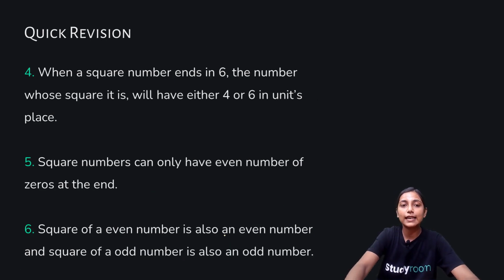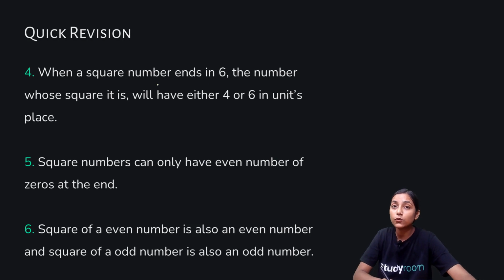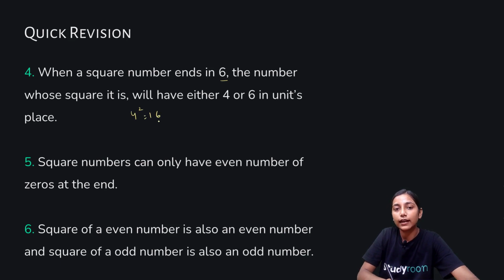There were some other properties, like when a square number ends in 6, the number whose square it is will have either 4 or 6 in the units place. That is, a number that ends with 4 or 6 will always have its square ending with the digit 6. You can see 4 square is 16, ends with 6. 6 square is 36, again ending with 6. Similarly, 14 square is 196, and you can even take 16. The squares of such numbers are going to end with the unit digit 6.